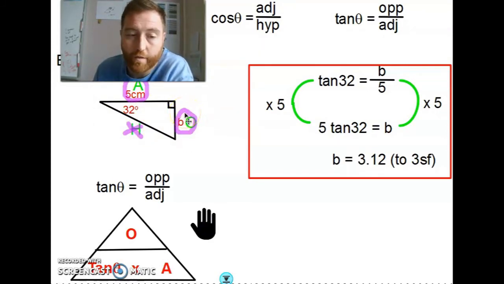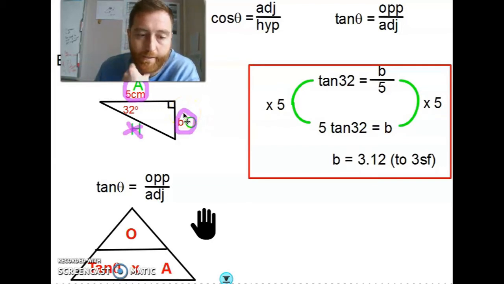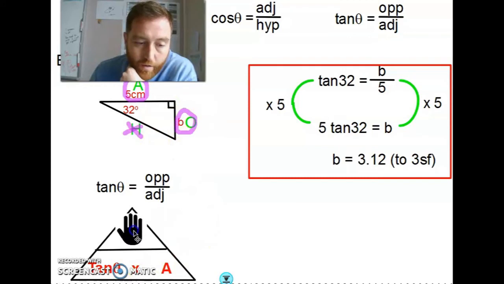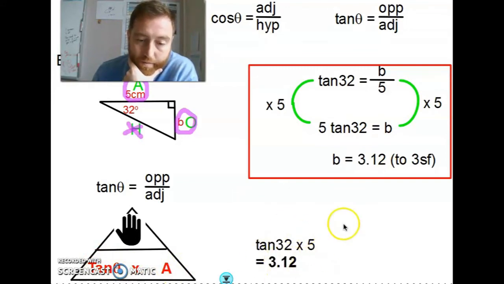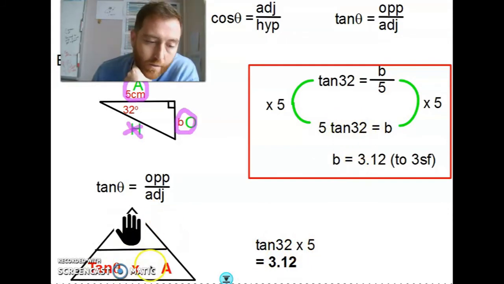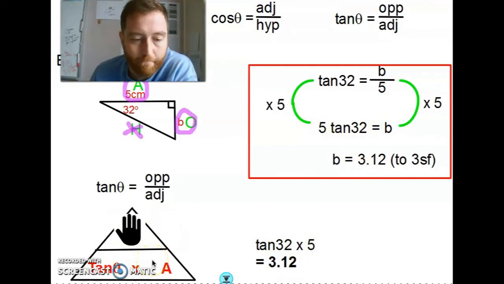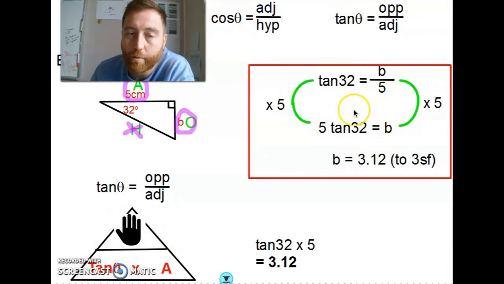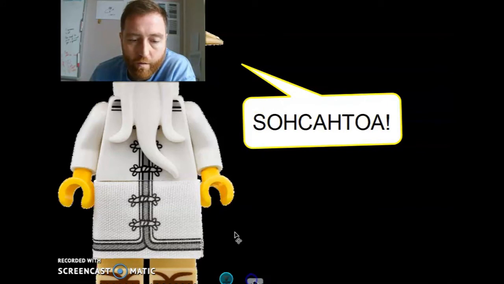You still do the first 2 steps, label up your diagram, and then you put TOA into this triangle. I'm going to cover up the O, so I'm going to do tan theta times the adjacent. When I do that, it's tan 32 times 5. You can see it's basically the same thing as this. Some people find this quicker, some people find it means they don't have to do quite so much manipulation. If you want to use it, up to you. Okay, moving on.